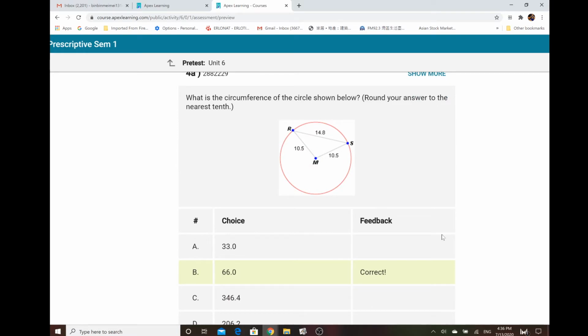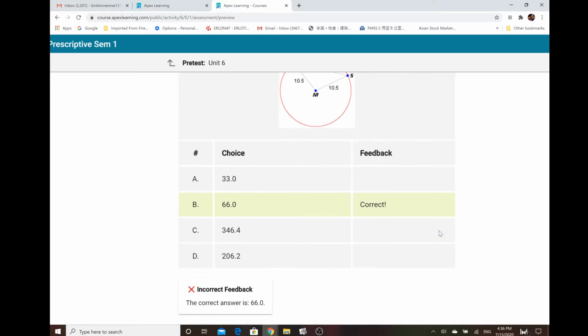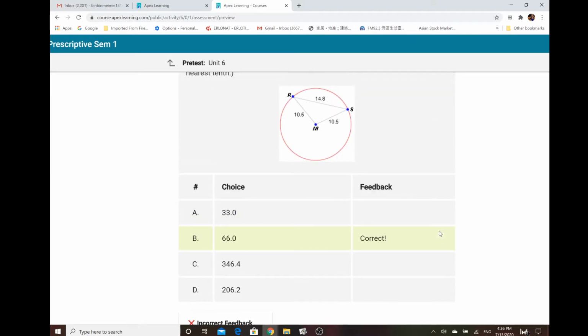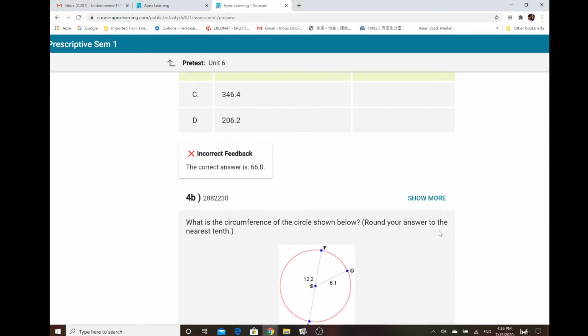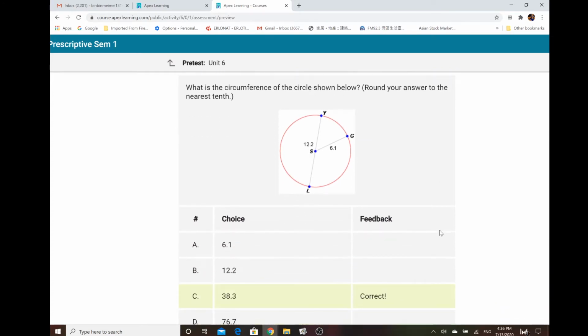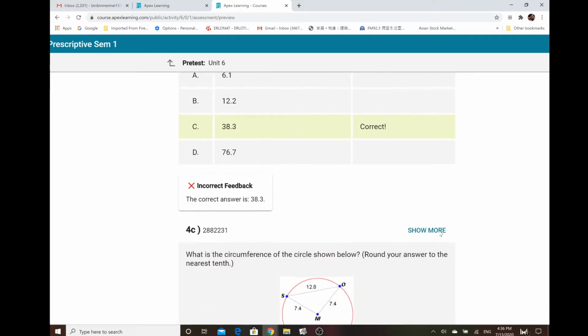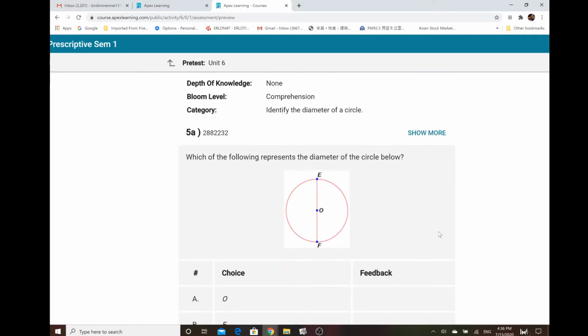And what's the circumference of the circle shown below? The way to find the circumference of a circle is 2 pi r, or pi times the diameter. So try to use the formula 2 pi r: 2 times 3.14, which is the approximate value of pi, times the radius, 10.5, and you get 66. And here's another one: 2 pi r, so 2 times 3.14 times 6.1, then you get 38.3. Okay, so that one's quite similar.